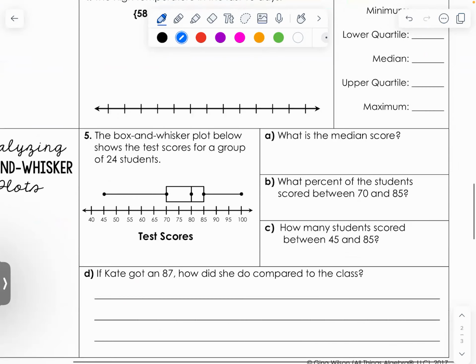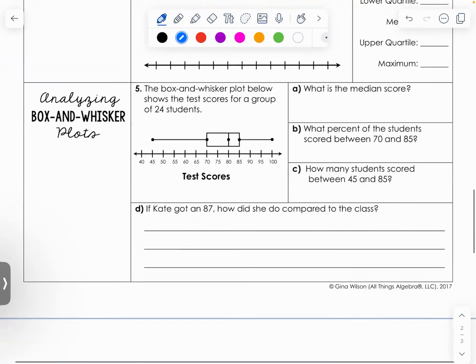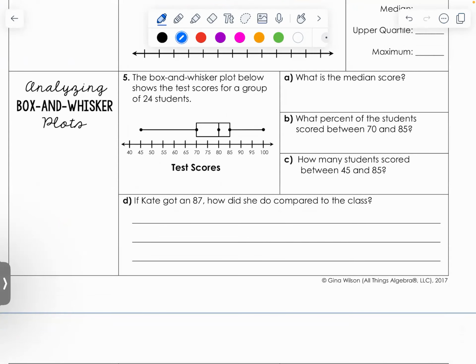Let's go down here to number 5. Now I want to be able to look at a box and whisker plot and interpret some data. Okay, so tell me, according to this box and whisker plot of 24 students taking a test, what was the median score? Looks like 80 was the median score. Not great, but half the class got A's and B's.